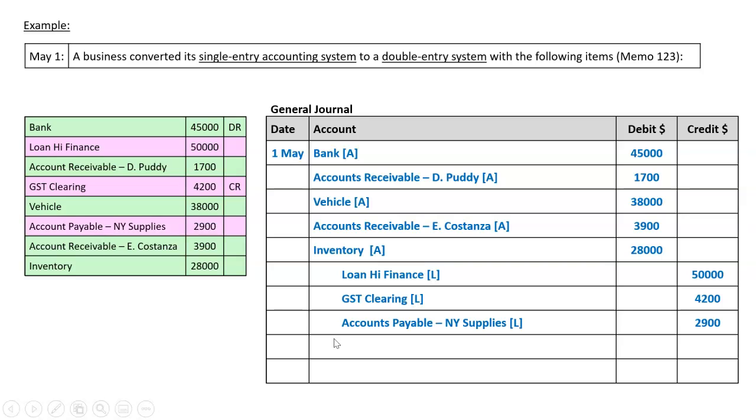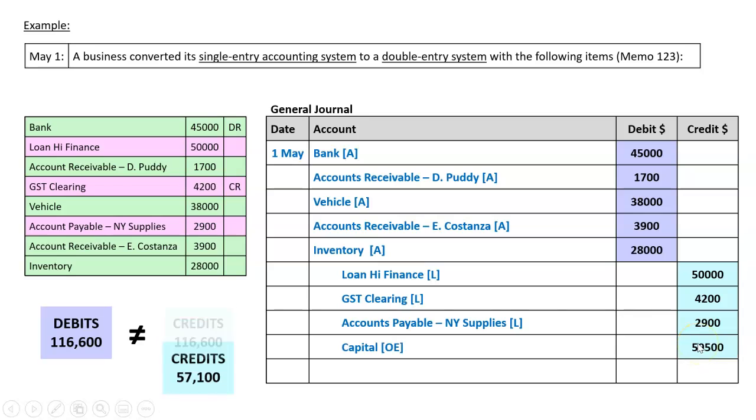Now, like I said, you don't have to do all the debits first and then the credits, but the reason I am going to do it is it makes it a bit easier for me to see that I've actually got a problem. All my debits, which are 116,600, don't equal all of my credits, which are 57,100. So I've got a problem, and obviously I'm missing some credits. These are all assets here in purple, and these are all liabilities in blue. Well, the difference would be what we call my capital, my owner's equity. So I need to create a ledger for capital for the difference. In this case, that'll be 59,500. And now my debits do equal my credits.